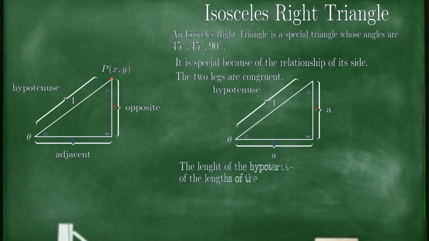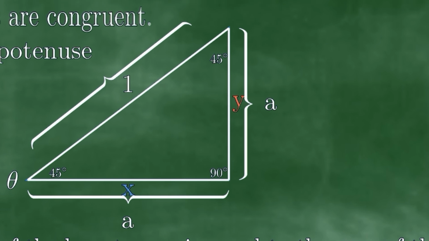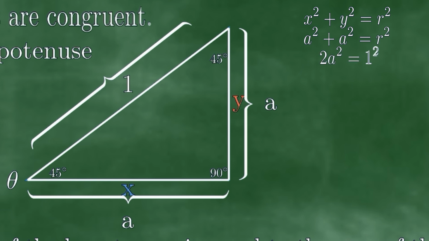The square of the length of the hypotenuse is equal to the sum of the squares of the lengths of the legs of the right triangle. From that, we can say that x squared plus y squared equals r squared. So if we let our x be equal to a and y be equal to a, because again they are congruent, we get 2a squared equals 1 squared, because again our radius is 1. We divide both sides of the equation by 2, we get a squared equals 1/2.